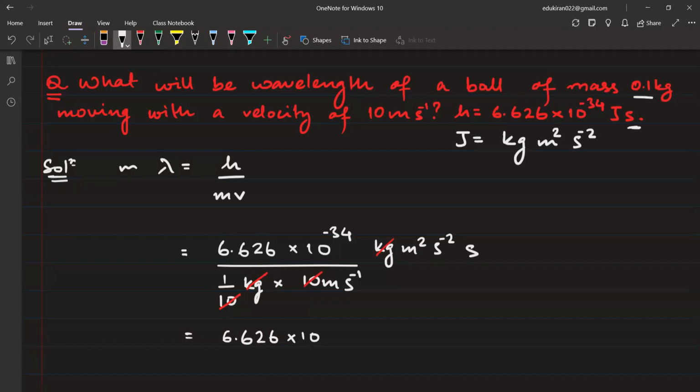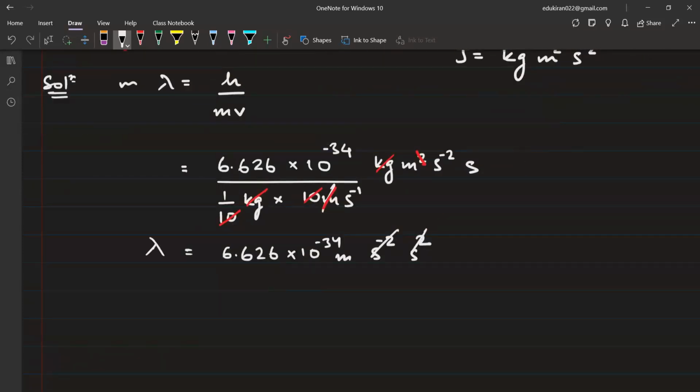It will become 6.626 into 10 to the power minus 34. First of all, let me cancel this 1 meter with this meter square. Now this second inverse will go above, it will become second plus 1. No, this is second minus 2, and then you have a meter, and here you have second square. So both of these will cancel each other out, and your answer will be in terms of meters. So lambda will be equal to 6.626 into 10 to the power minus 34 meters. This is the wavelength.